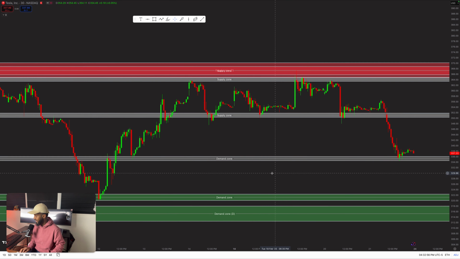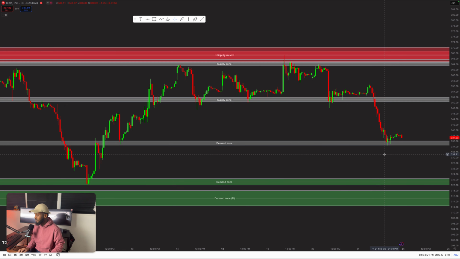We can see Tesla is currently at this 336 level. That is a nice demand zone. We can see we are currently holding that level. We can see Tesla has been kind of bearish just from this. Past couple of days we've been bearish, but we are attempting to hold this level. What I would be looking for in this type of scenario is if Tesla loses this level. This is just a 30-minute time frame.